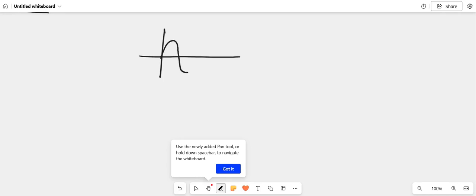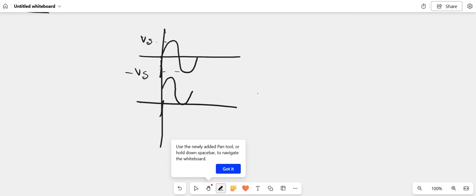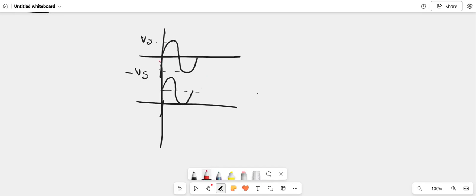suppose this is the input supply voltage. This is Vs, this is minus Vs. If you do the clamping in the positive direction, the signal will be like this. If we consider the reference point which was present in the input waveform, this reference point is now at this position. And in this particular waveform, the original reference point is this.